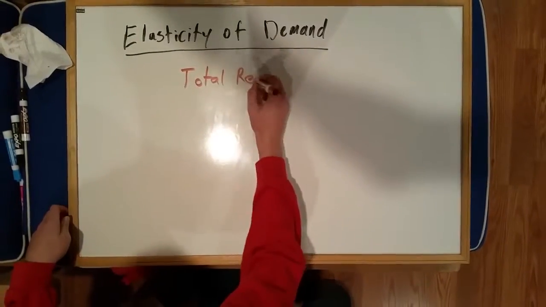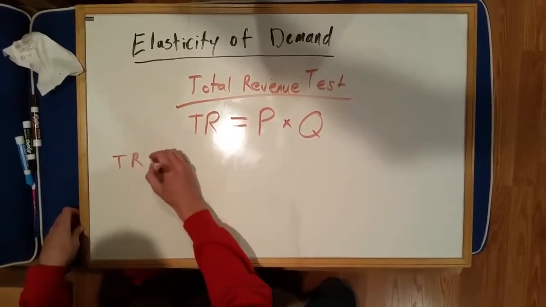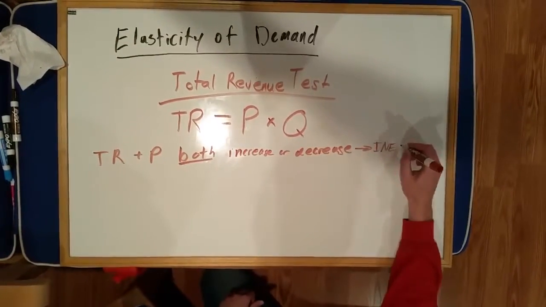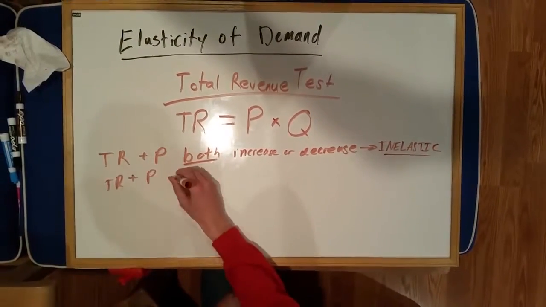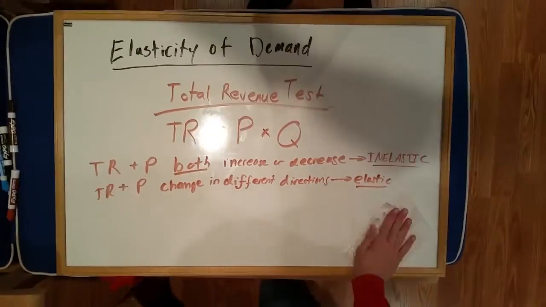Now we're going to talk about the total revenue test. Total revenue is equal to price times quantity. If total revenue and price both move in the same direction, then it is an inelastic good. However, if one increases and the other decreases, then the good is elastic.